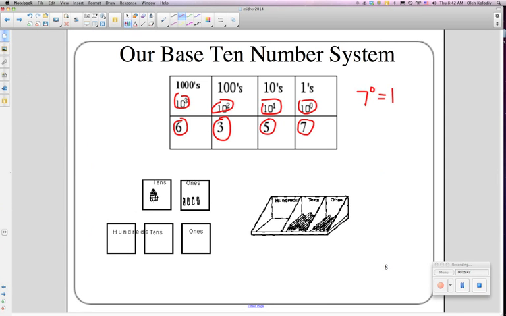So children have to understand that this is how our place value number system works. The reason we have multiples of 10 here, each place value being 10 times the previous one, is because we have 10 different symbols, 0 to 9, that's 10 different symbols. So the way you start teaching place value is to have children group things in groups of 10 initially.